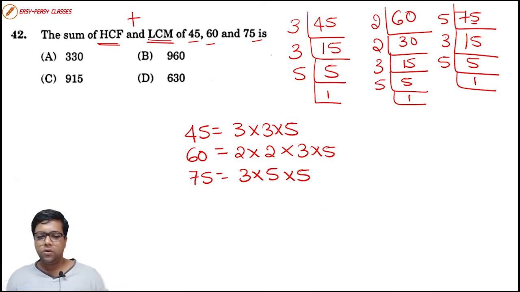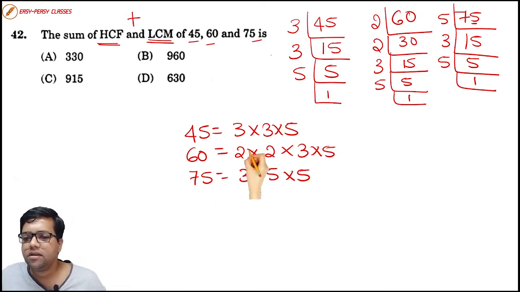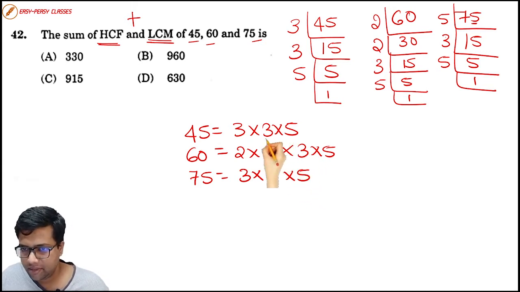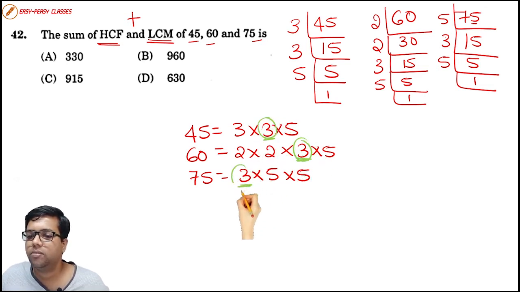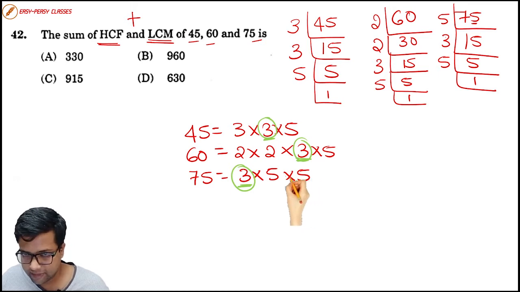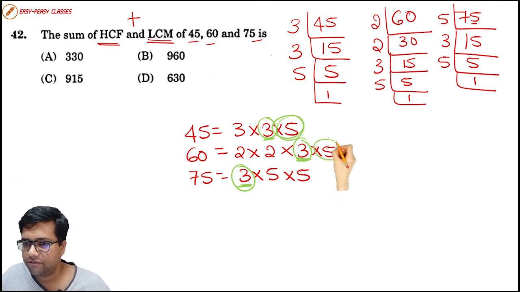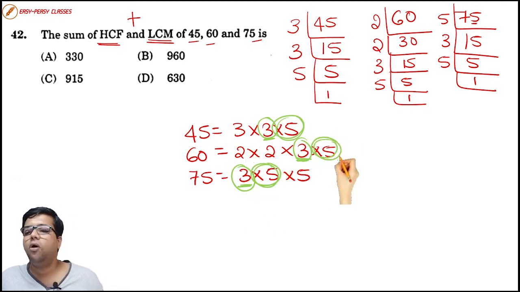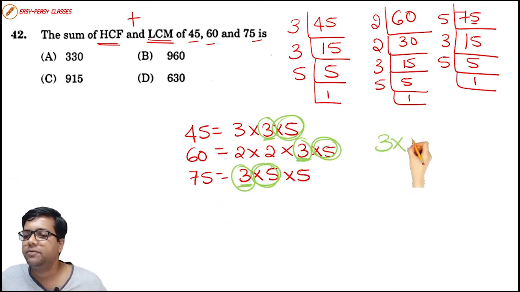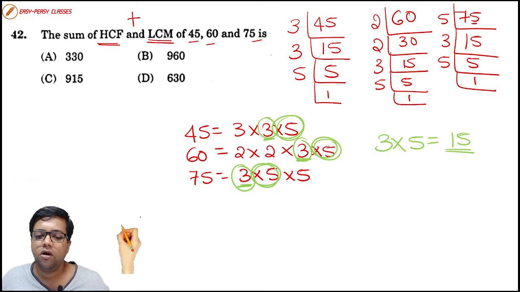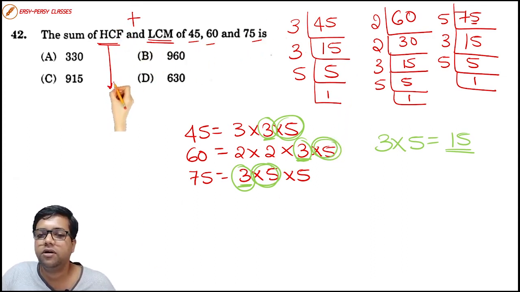So now if you look properly over here, what are the common factors that you are getting here? There is a 3, there is a 3, there is a 3. So 3 is common here. Do we have any other factor common in all these 3? Yes, we have 5 here, 5 over here, and 5 over here. So the factors common for all 3 numbers are 3 into 5, that is 15. Therefore the HCF of all these 3 numbers came out to be 3 into 5, which is equal to 15.